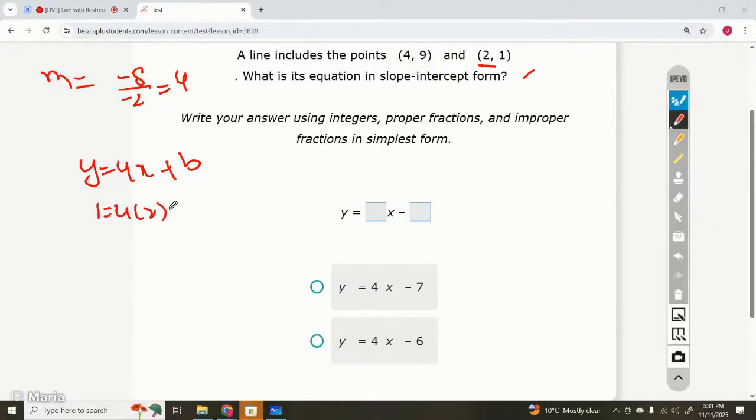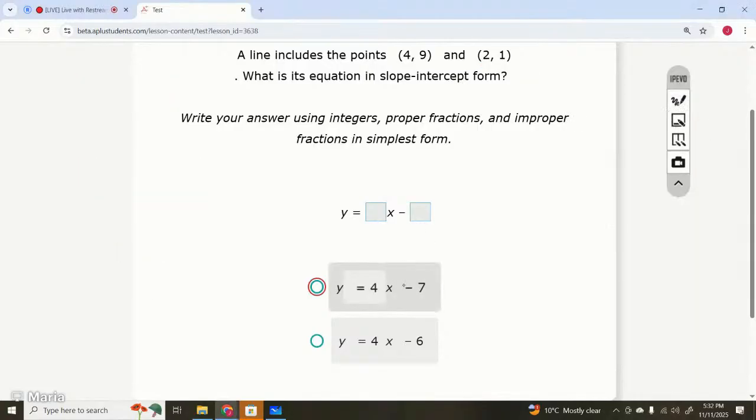1 equals 4 times 2 plus b. So 1 minus 8 equals negative 7. So the equation is y equals 4x minus 7. Option number 1 is the correct option.